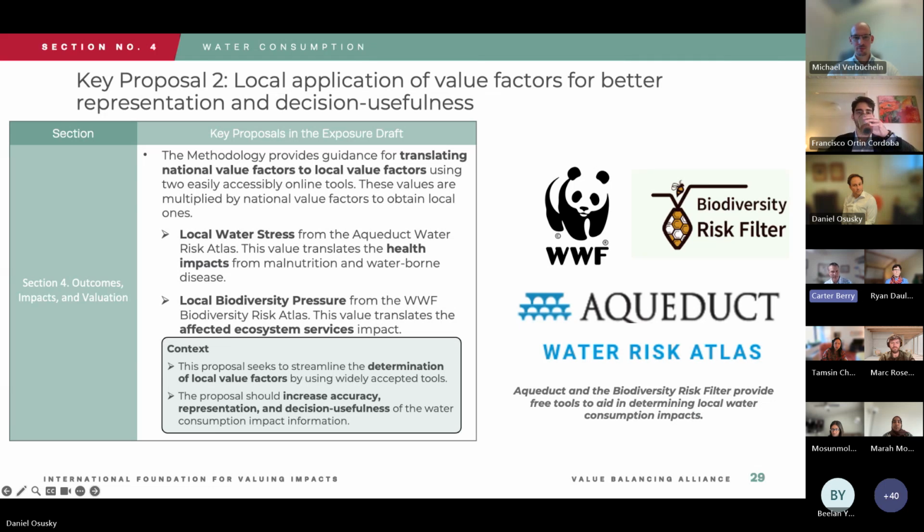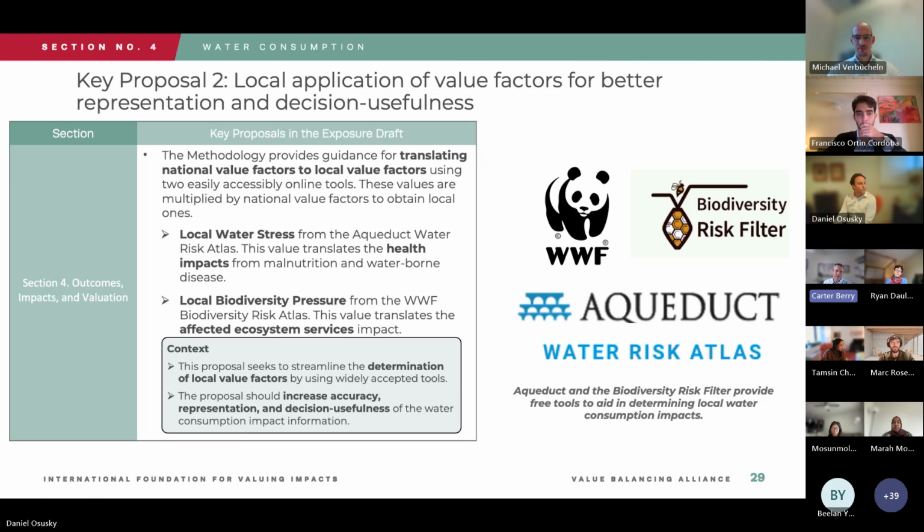The second proposal, if you go to the next slide, Dan, is how local application of the value factors actually occurs within the methodology. So the goal was really to try to make this an accessible, easy to use process where the methodology presents in the appendix a suite of national value factors that then get applied locally using some freely available public scalars that maybe some of you are already familiar with, those in sustainability reporting, for example. And so the two scalars come from, one, the Aqueduct Water Risk Atlas, and then secondly, the biodiversity risk filter that comes from the WWF.